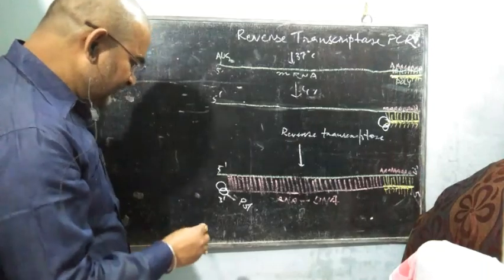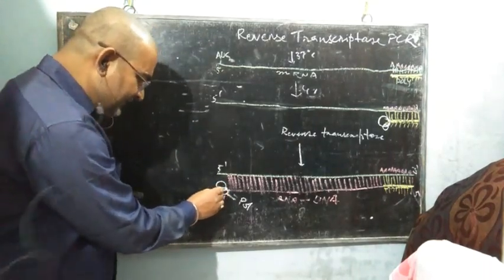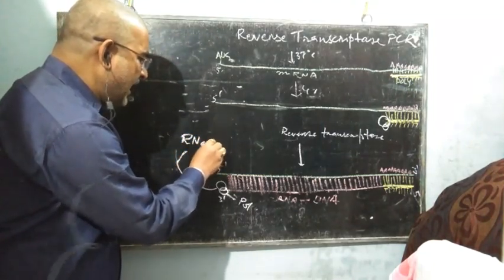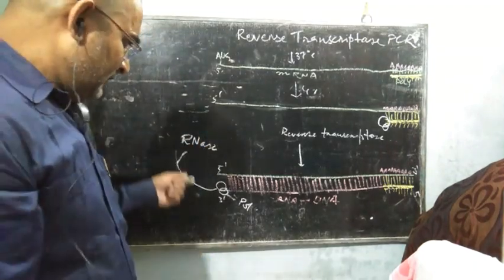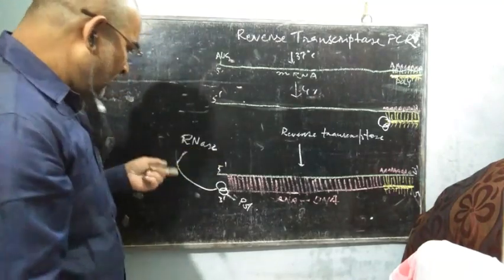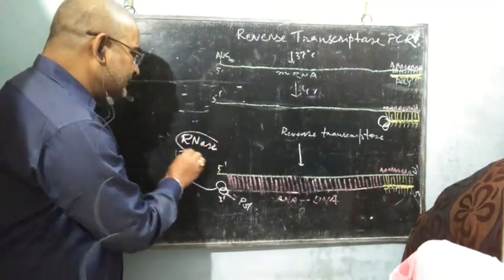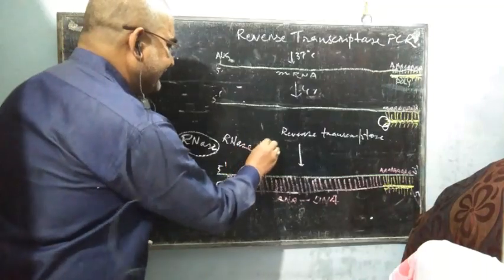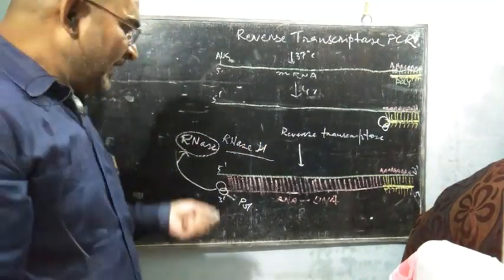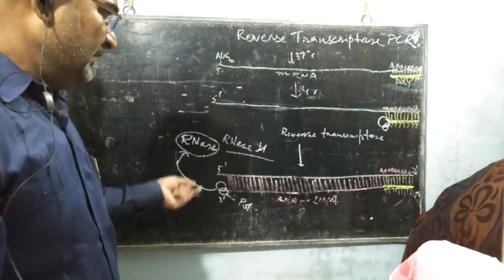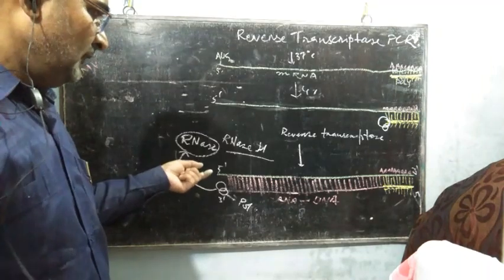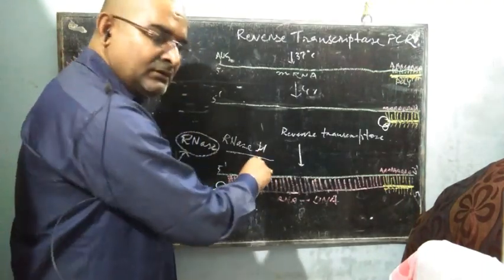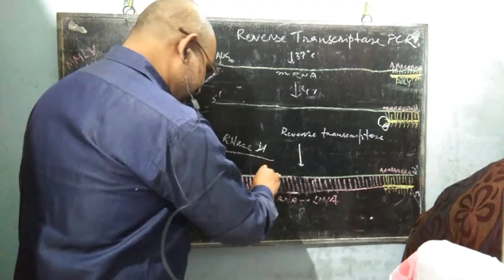But sometimes the polymerase has RNase activity, or if the RNase activity is not present, then we add RNase H. That RNase H is responsible for the lysis or breaking of the RNA.